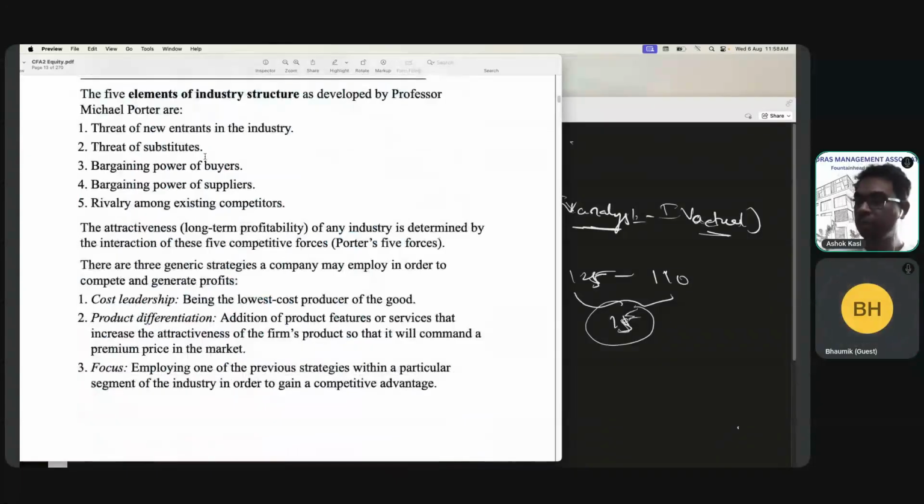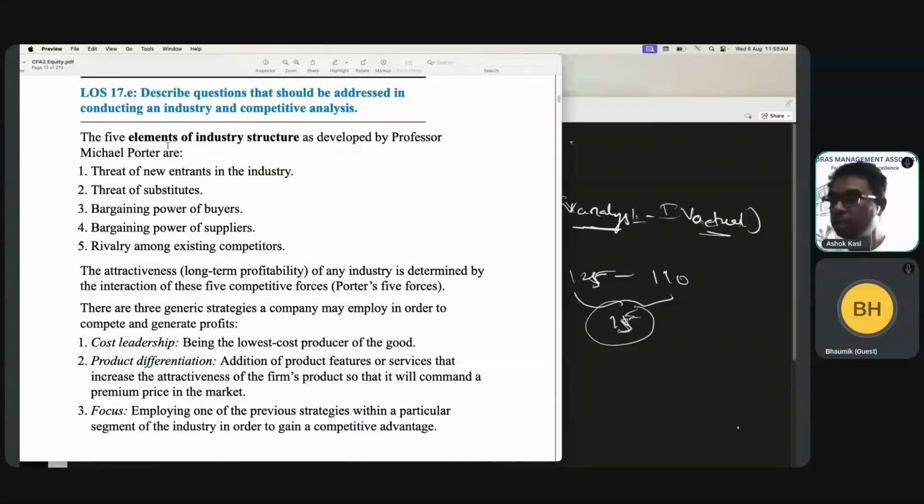Then this we have done in level 1 also, but it is there in level 2 as well: the 5 elements of industry structure as developed by Professor Michael Porter. Michael Porter's industry analysis has 5 points. Number one, threat of new entrants in the industry. When you are analyzing a company, these are the 5 points he recommends. Check if new entry into the industry is easy or tough. If it is tough, then it is a good company to invest in, because you don't want new competitors to keep popping in.